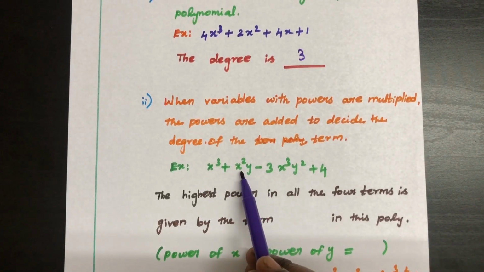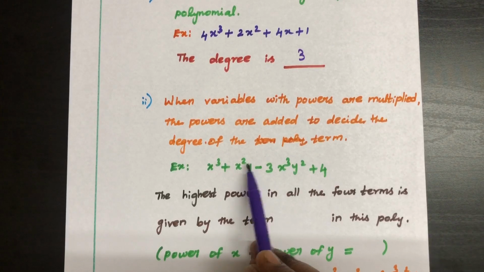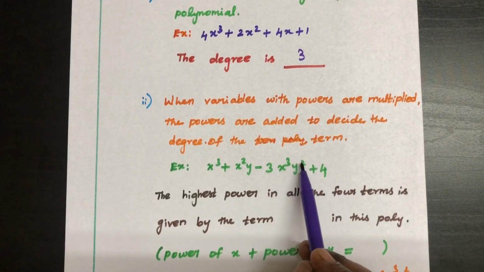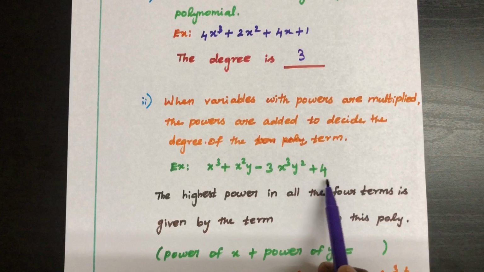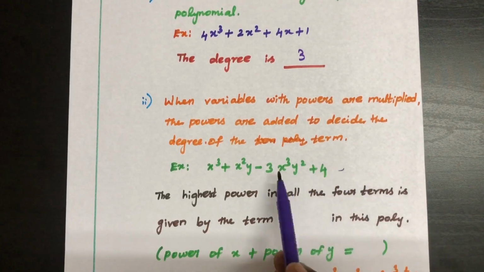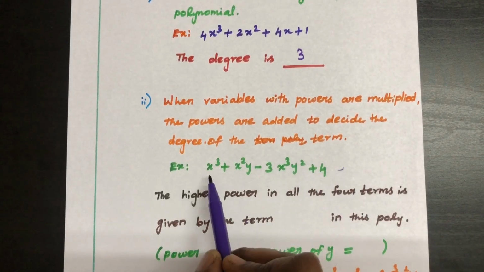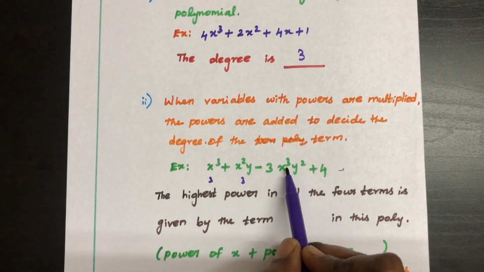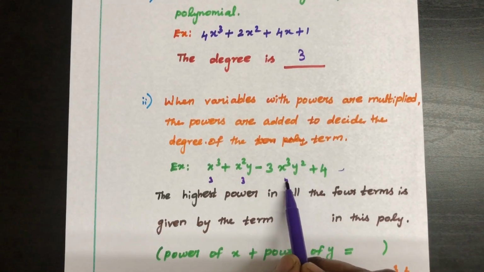Now here x square y. So 2, here the power of y is 1. 2 plus 1 is 3. Here x cube y square, 3 and 2. 3 plus 2 gives us 5. Here no variables, so leave it. So the degrees are 3, 3, 5 and none for the constant.